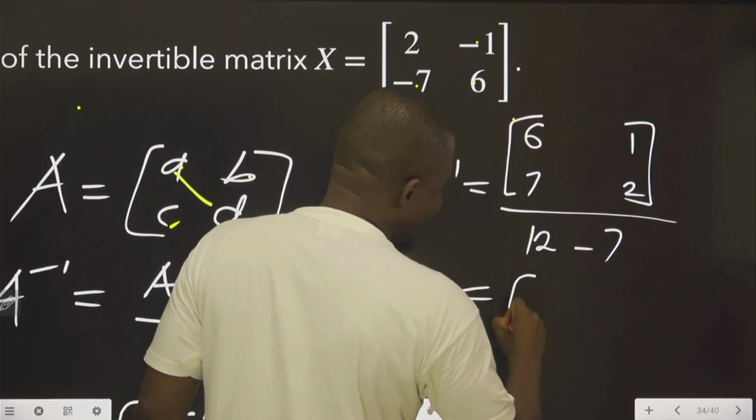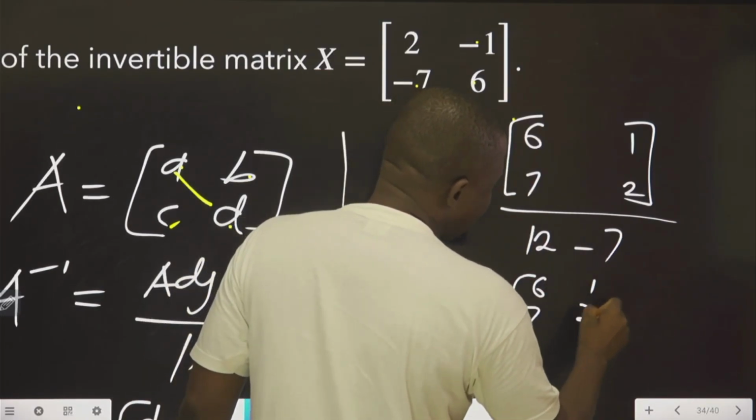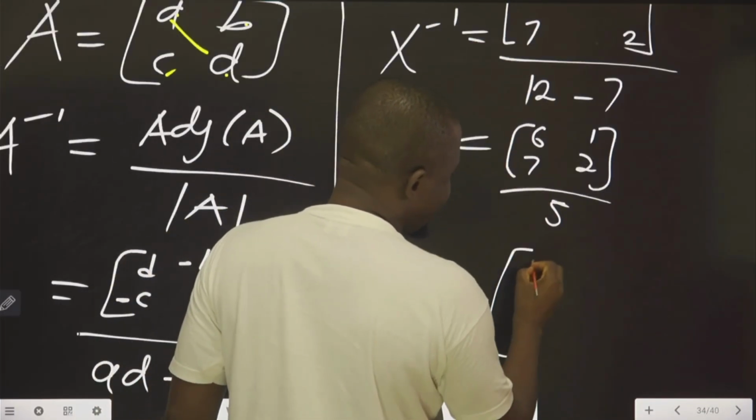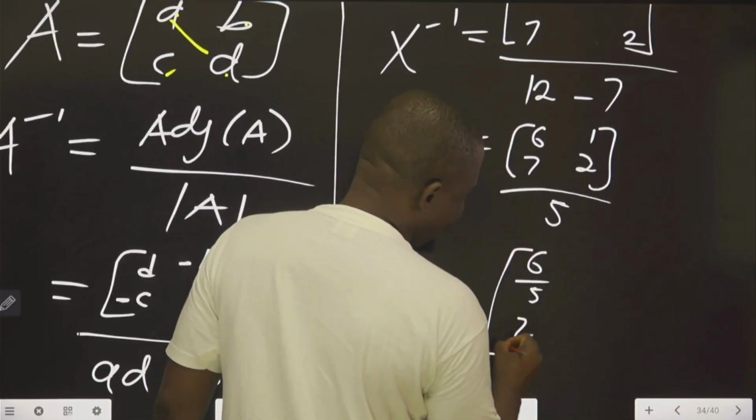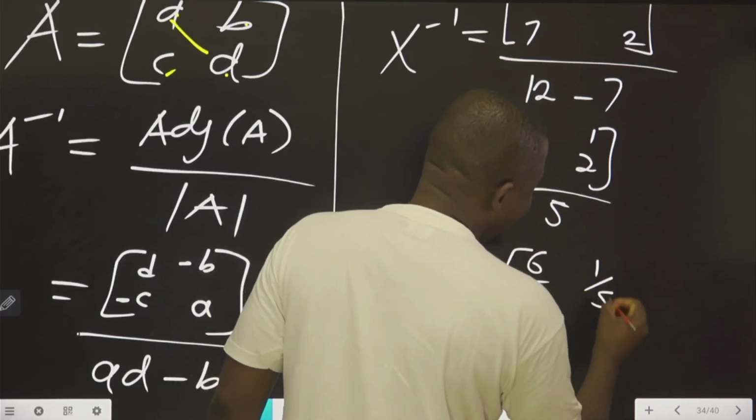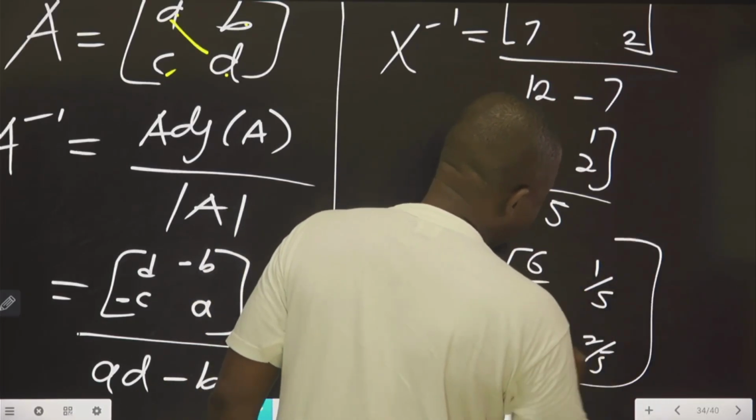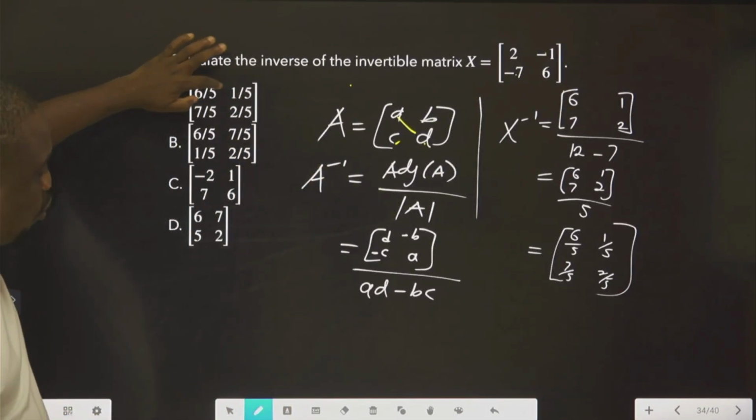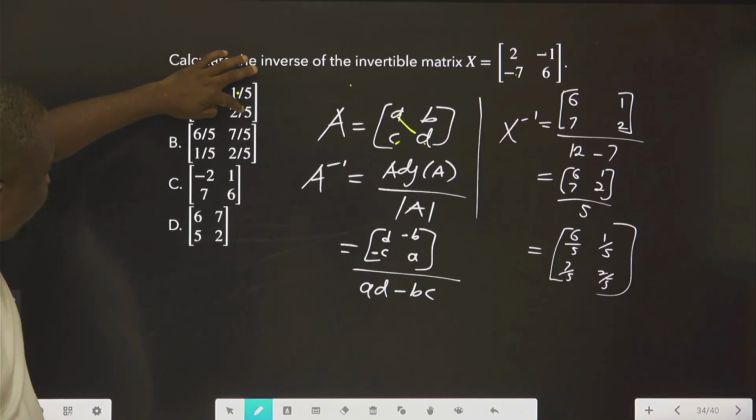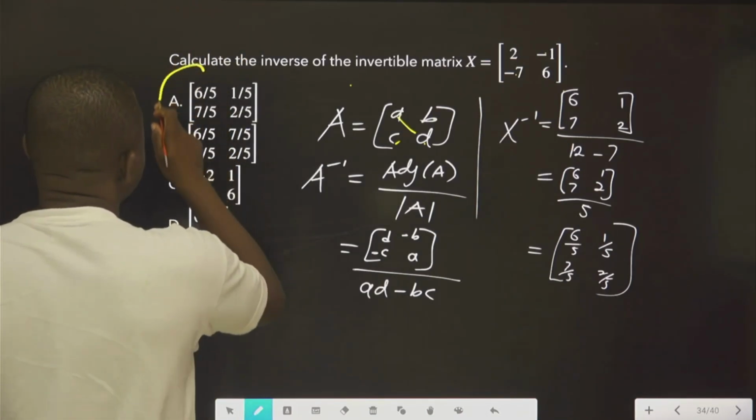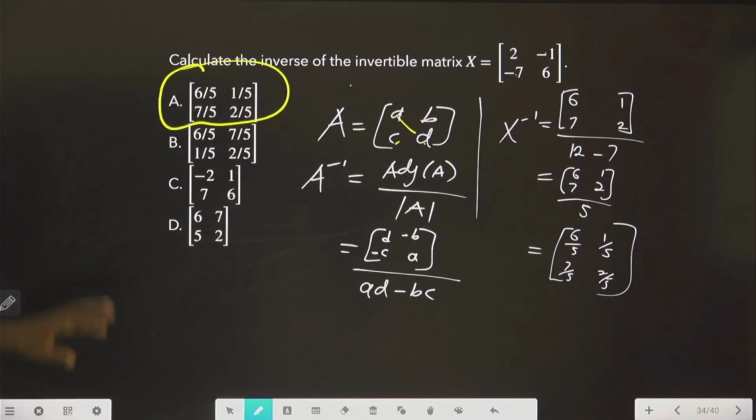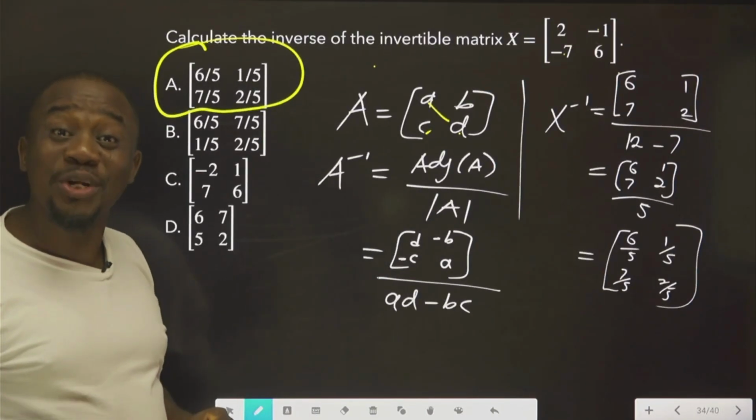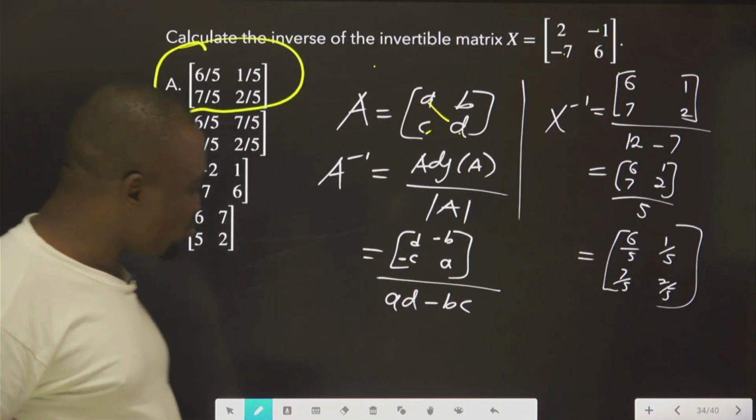You agree with me, at the end of the day, you're going to have 6, 7, 1, 2. This is over 5. You can write this to be 6 over 5, 7 over 5, 1 over 5, 2 over 5. Is there anything like that here? 6 over 5, 1 over 5, 7 over 5, 2 over 5. So you can see A is the answer. Okay? A is the answer. Hope you understand this. I believe you do.